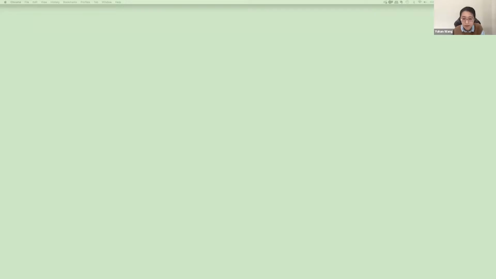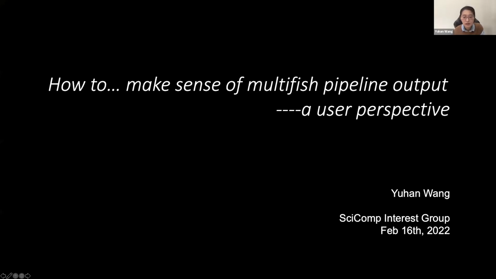I have to admit that I'm not a software engineer, so today I just want to talk from a user's perspective about how we can make sense of the multifish pipeline with Napari. I guess some of the rationales for why there are so many tools out there, and what we use for which application. I was also hoping to get more input from you on how we could further improve and maybe create a more user-friendly interface for visualization.